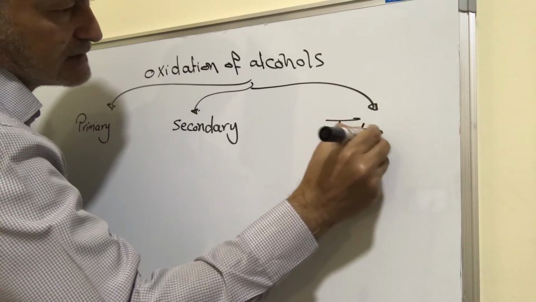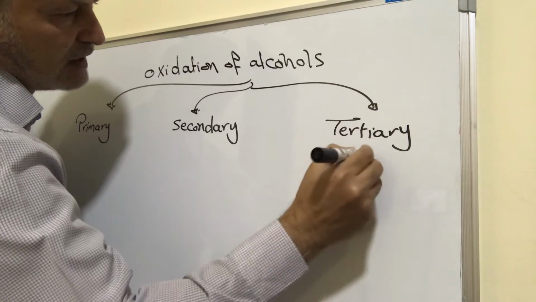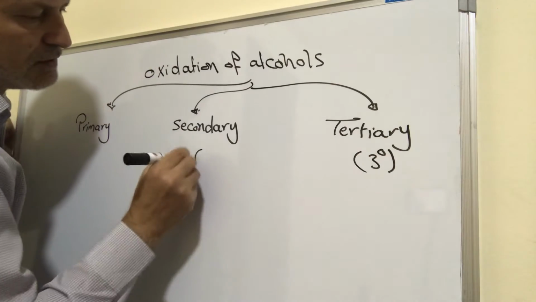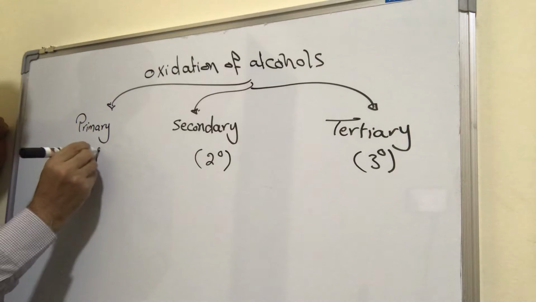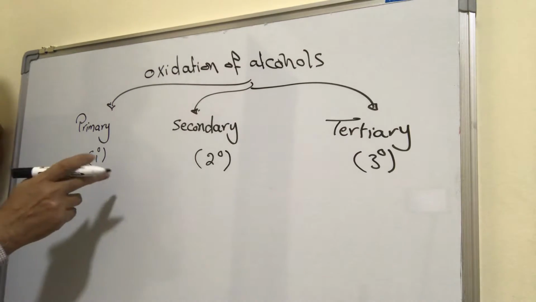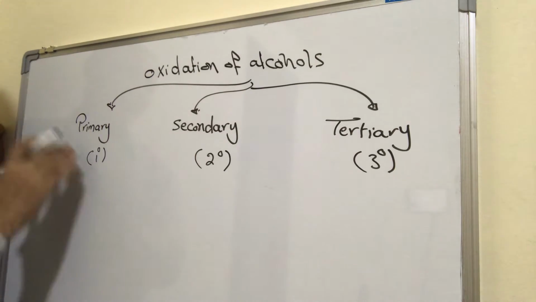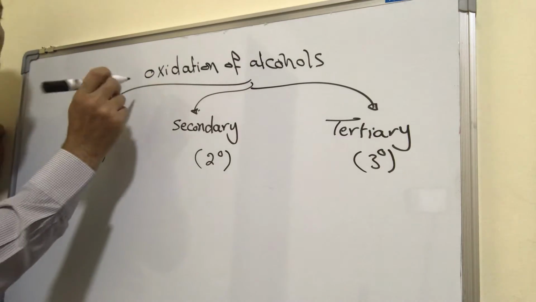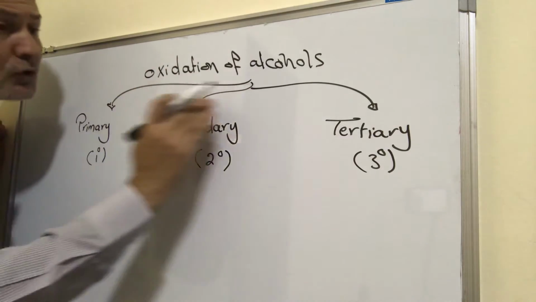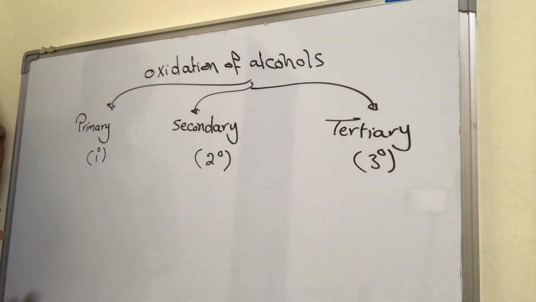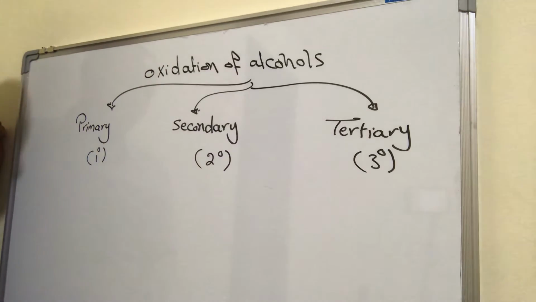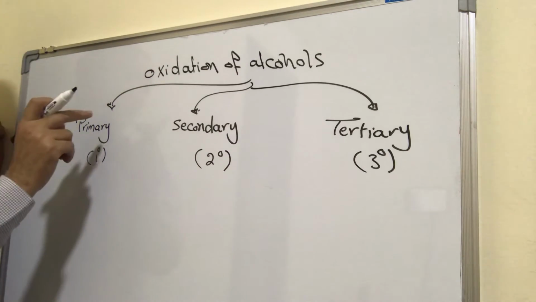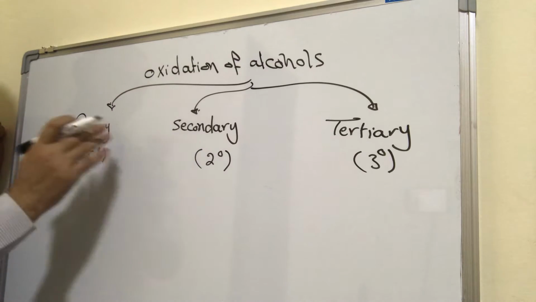We use symbols to represent each type: 1 for the primary, 2 for the secondary, and 3 for the tertiary. What is the difference between each of them? This is very important to know, because when you talk about oxidation, you will find that not all of these kinds of alcohols are subjected to oxidation. Only 2 of them, the primary and secondary, are, while the third one is not. So this requires knowing the difference between the 3 types.